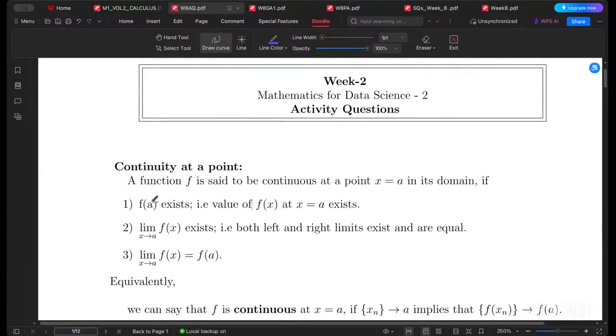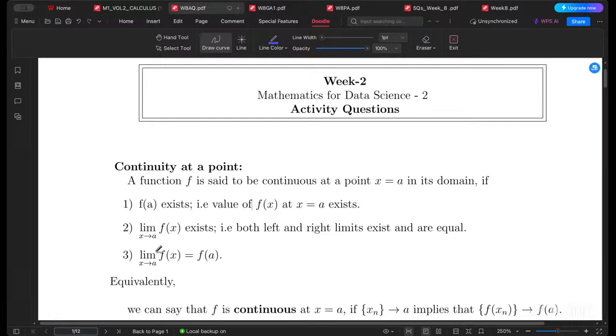First of all, your function should be defined at a, the limit should exist, and the limit should be equal to the value of the function at that point. That's why we are having three different conditions, not just one, the final point. We are having all the points here. Okay, so it is possible.